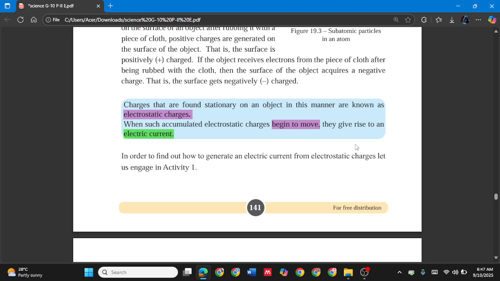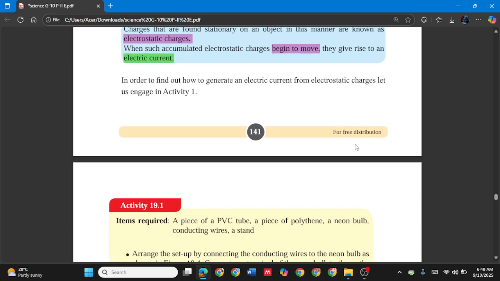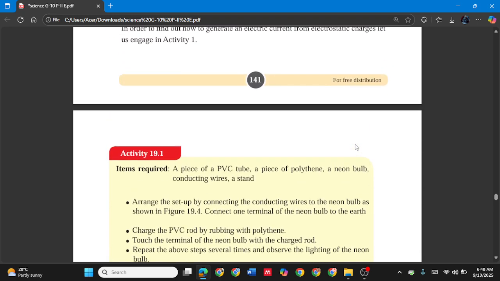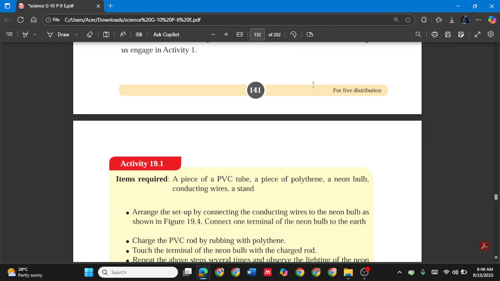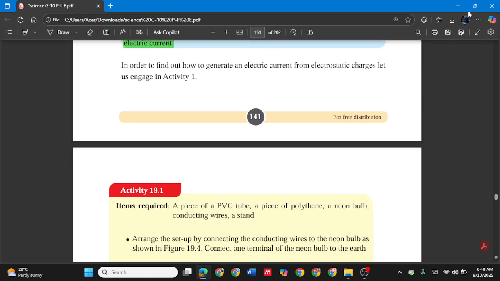After accumulated electrostatic charges begin to move, at the moment when accumulated electrostatic charges start to move, electric current is generated. Okay. So there's another activity in order to find out how to generate an electric current from electrostatic charges. Let's engage in activity 1.